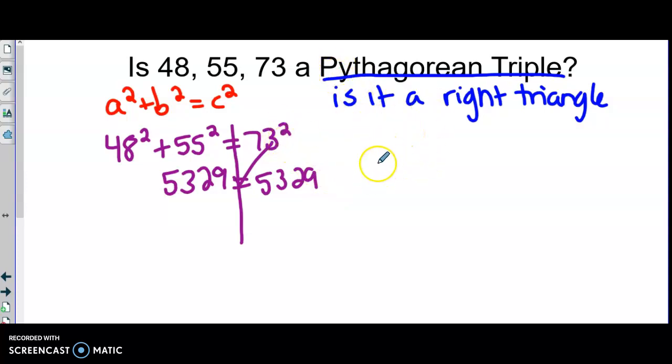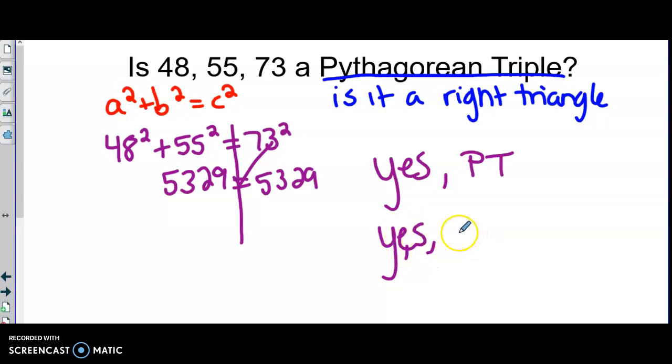First of all, we can say, yes, it is a Pythagorean triple. And we can also say, yes, it is a right triangle. So by using the Pythagorean theorem, we can test out a couple things and prove that it is a right triangle. Now, if we had gotten to a situation where this said like 5,000 equals 5,329, those would not be equal, and so that would not be a Pythagorean triple, and it would not be a right triangle.